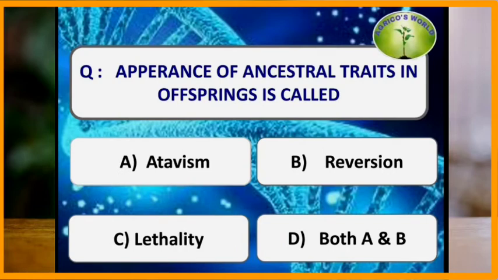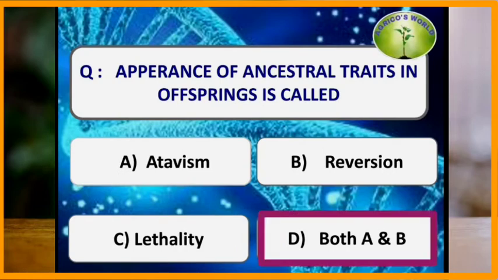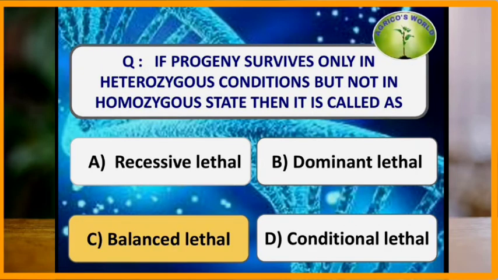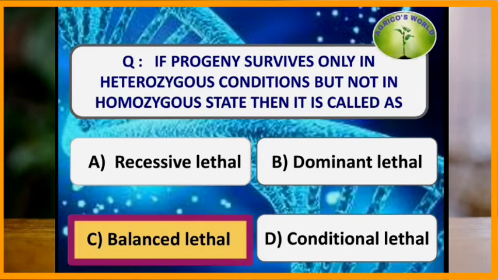Appearance of the ancestral traits in offsprings is called? The appearance of the ancestral traits in the offsprings is called atavism, and it is also known as reversion. If progeny survives only in the heterozygous condition but not in the homozygous state, it is called? When the progeny survives only in the heterozygous condition but not in the homozygous state, it is known as the balance lethal. And the balance lethal in Oenothera was proposed by Renner.